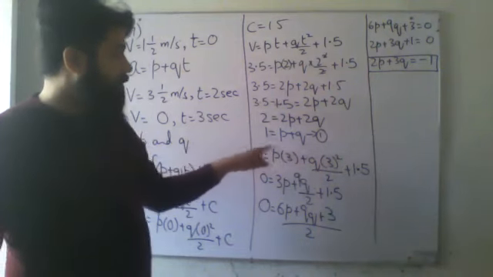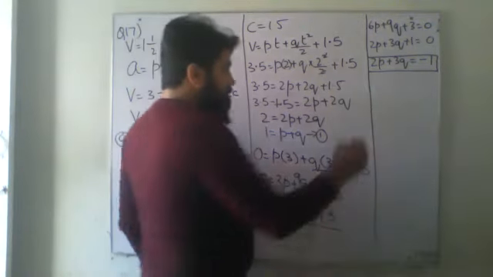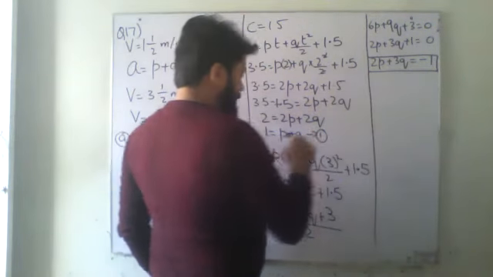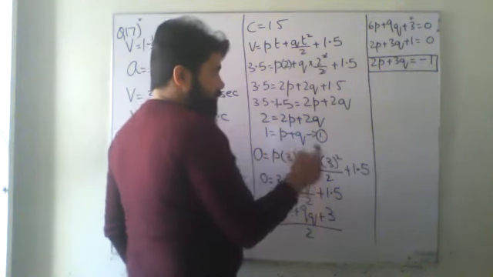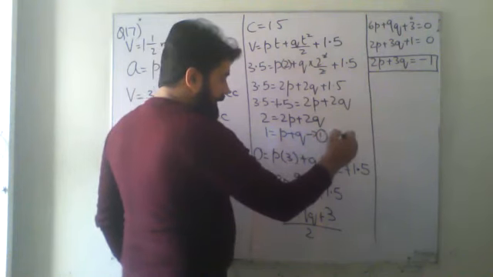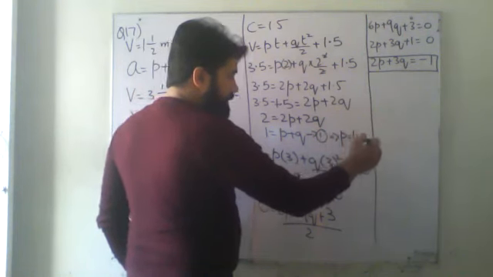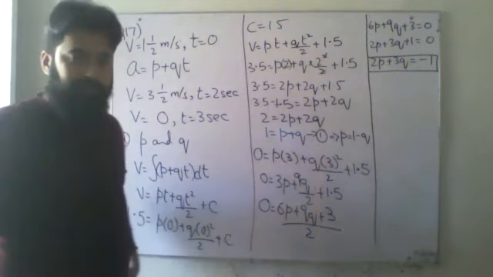P plus Q equals 1, and this is my second equation. If I try to use the substitution method, how can I take it? P equals 1 minus Q. I've shifted Q over here. P equals 1 minus Q.